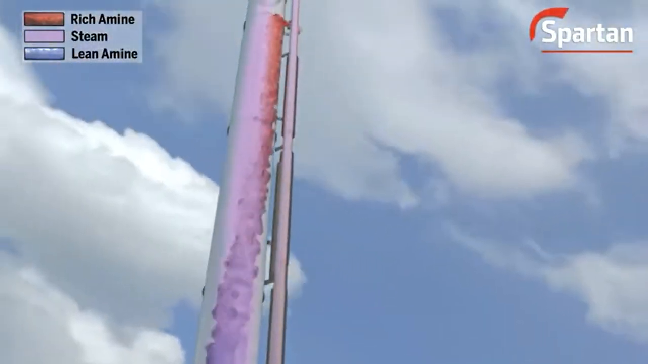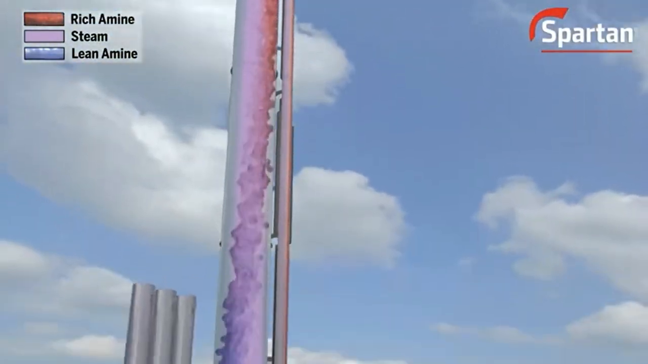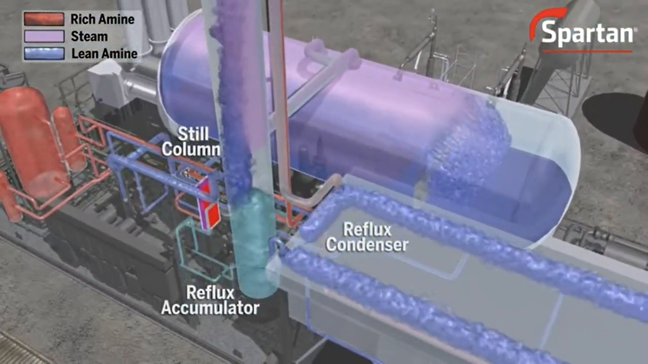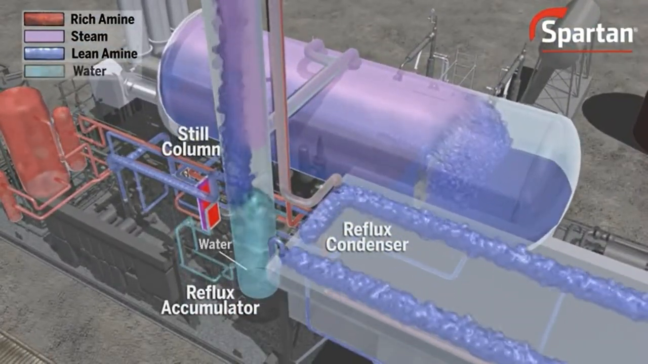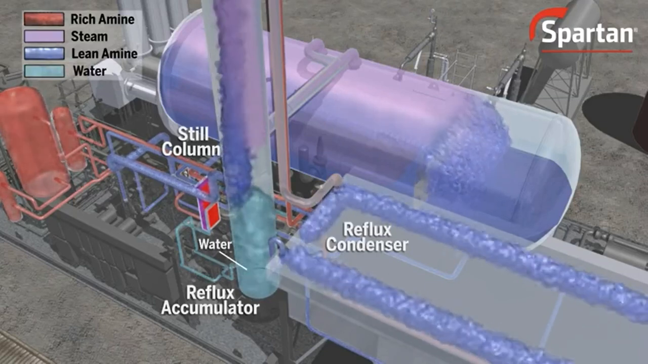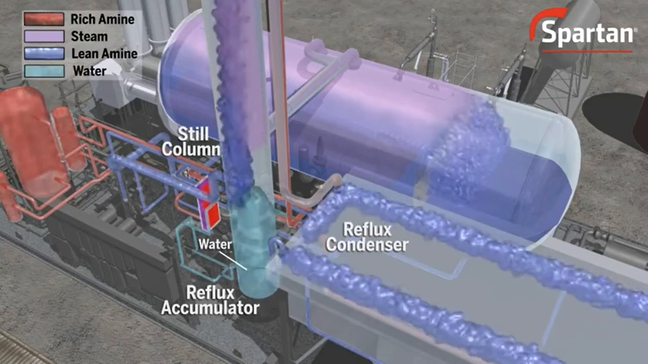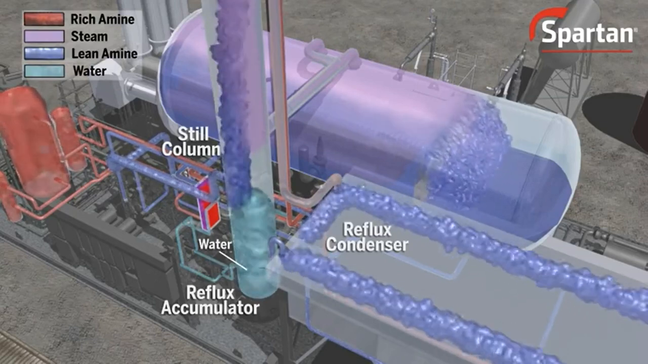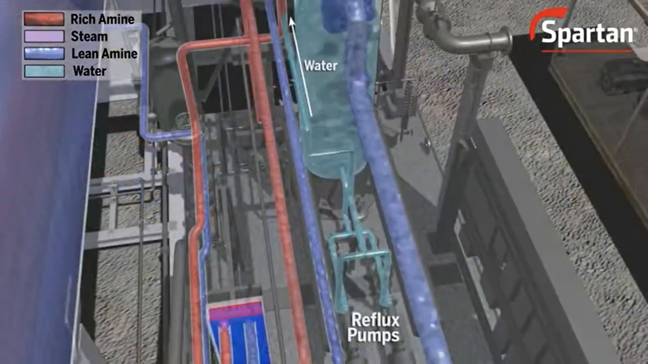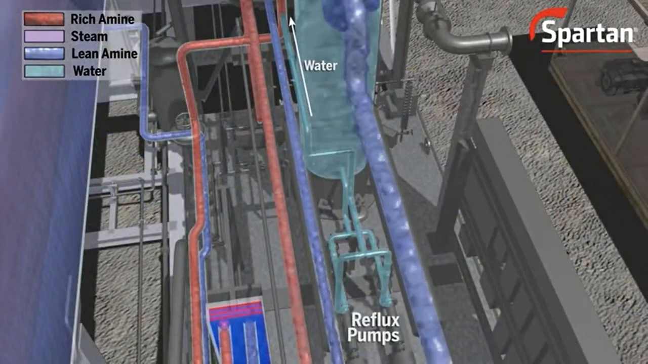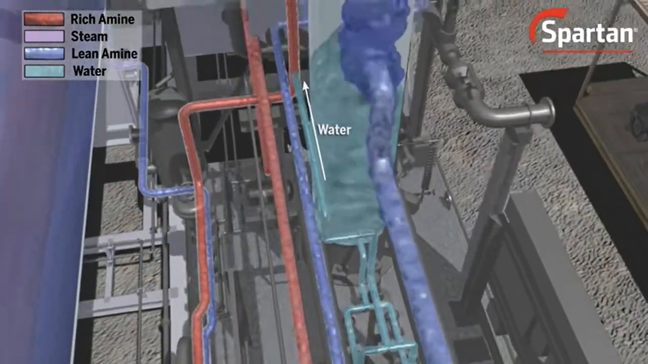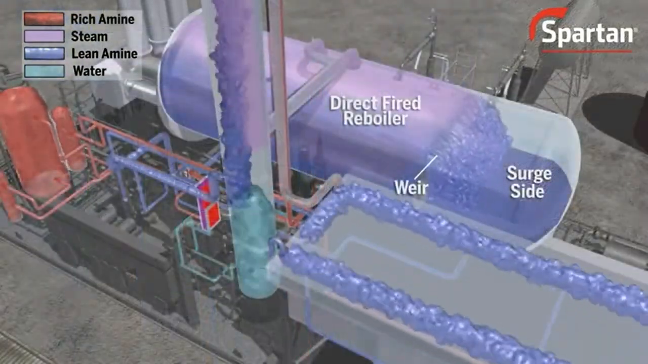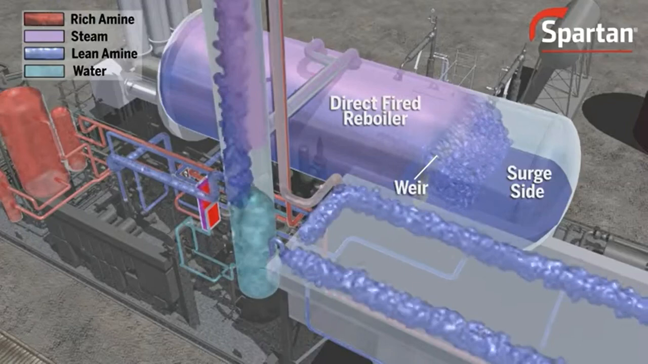This steam exits the top of the still column, flows through a reflux condenser, and then enters the reflux accumulator, where acid gas is separated from the water. The acid gas can be sent to a thermal oxidizer or disposed of in other ways. The water is recycled back into the system, being pumped into the rich amine solution by reflux pumps before it enters the still column.